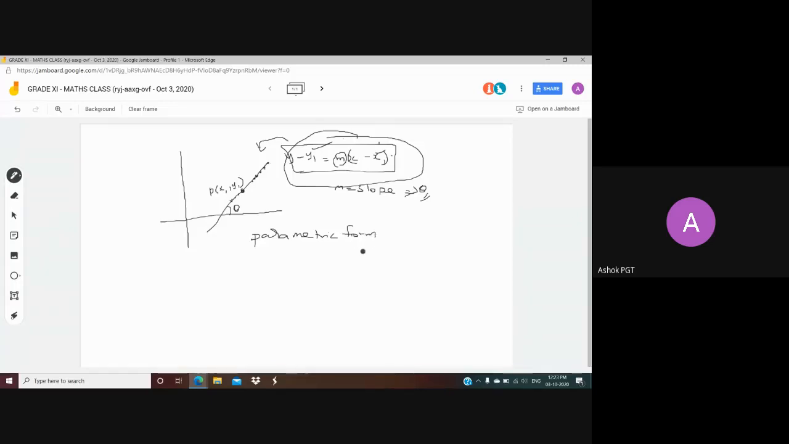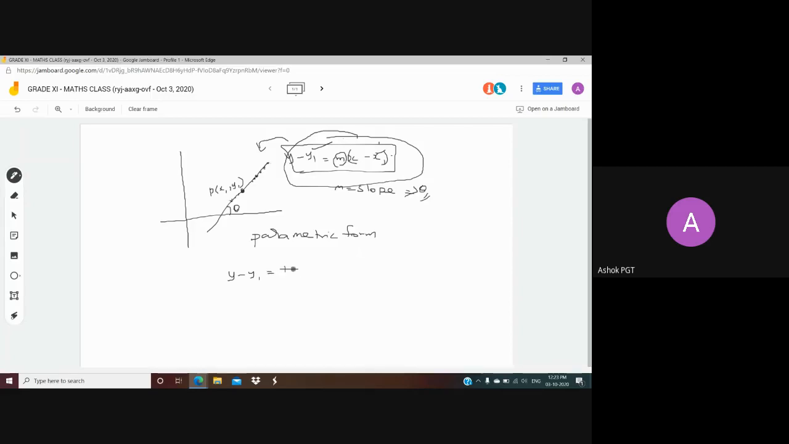All other equation forms help us to write the equation of the straight line, but the parametric form helps us to find out the coordinates on the curve. This is the very special characteristic of the parametric form. Now based on this we can write y minus y1. I am just writing this equation.